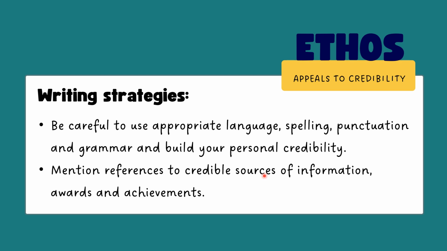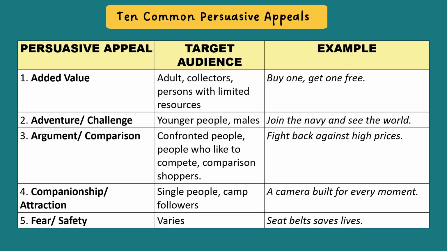Di lang kay mga Wikipedia, Brainly, ChatGPT, kana kay di na kasaligan. Kay pwede ra bisag kinsa, bisag dili expert ana nga field, maka-edit, maka-answer. So di na siya reliable. So make sure that your references came from credible or legit or reliable sources of information. Moving on, we have the 10 common persuasive appeals. First, we have added value.